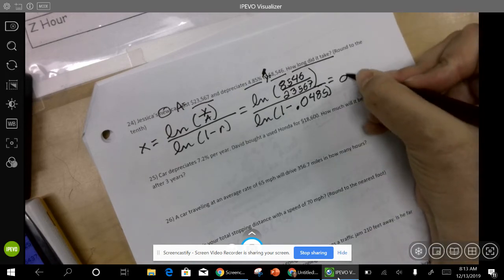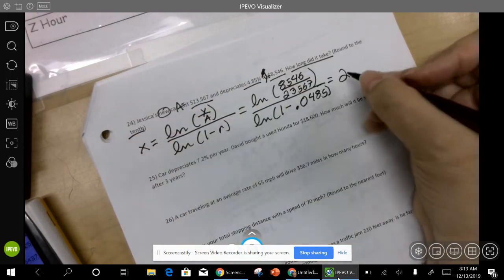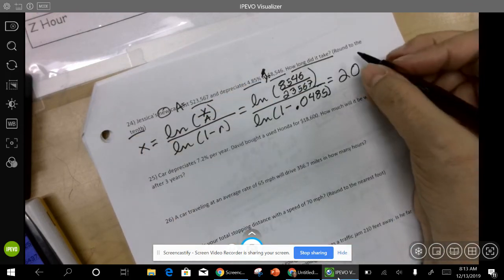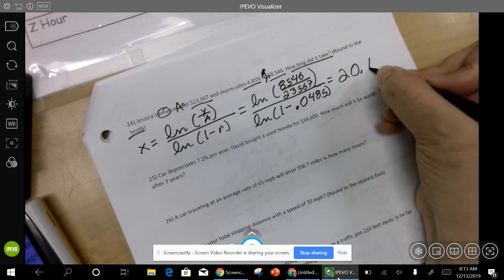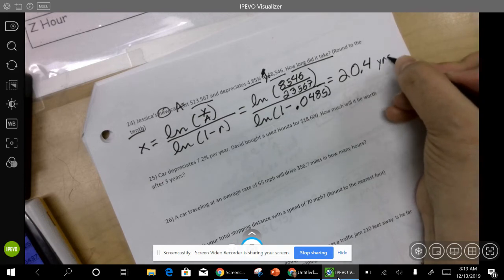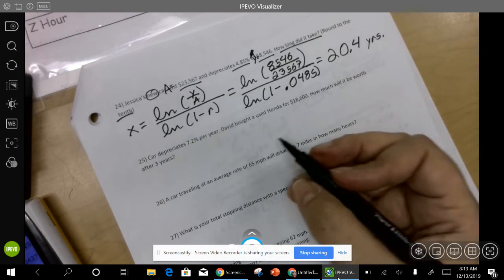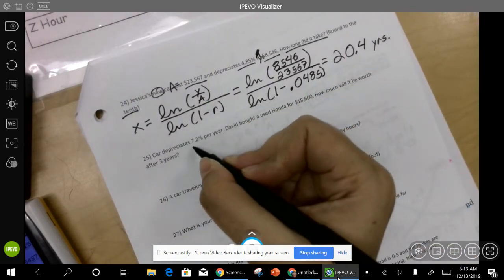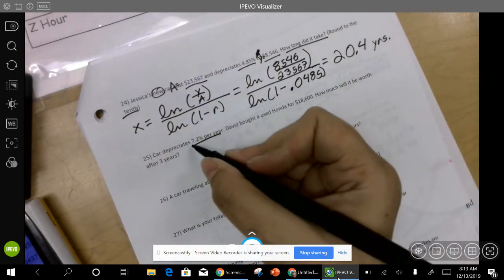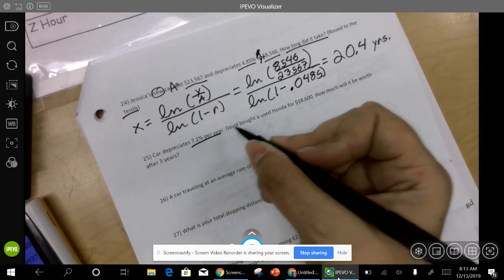And I got, it says round to the tenth, everybody, so that's the first decimal place. So it's going to be 20.4. Okay, so the car depreciates. Okay, so it's going down some 7 2/10 per year.